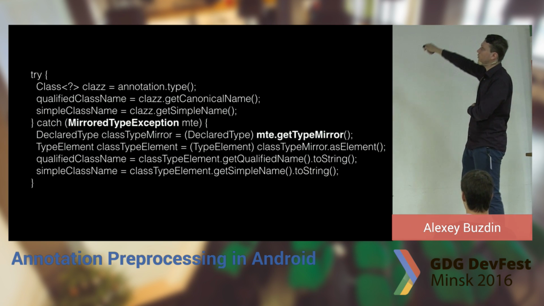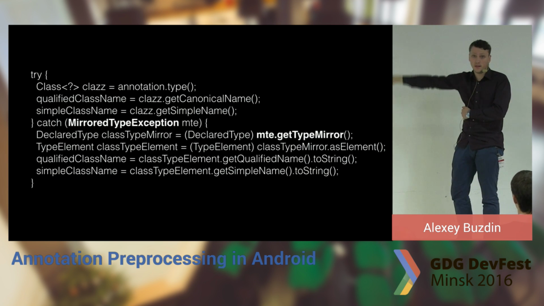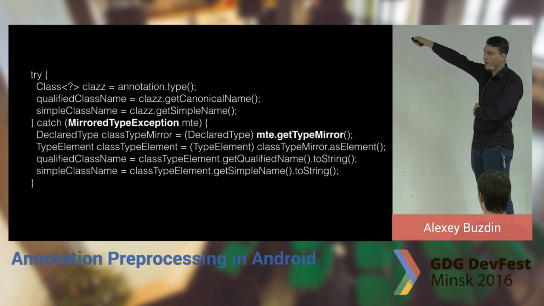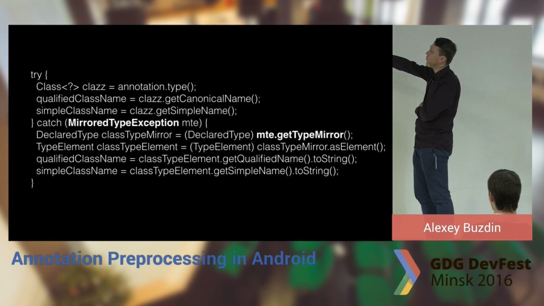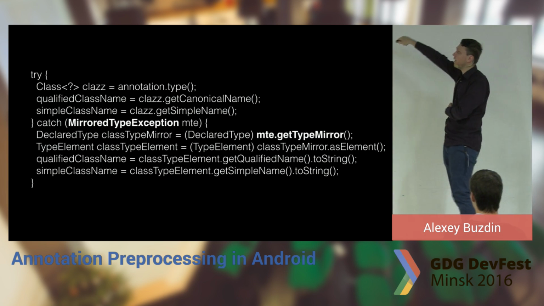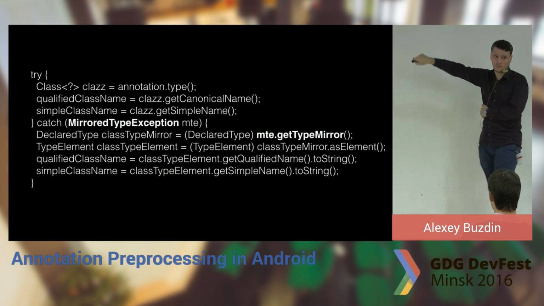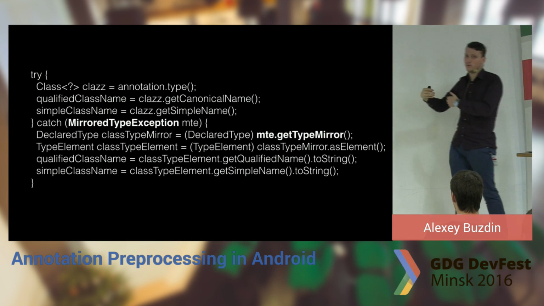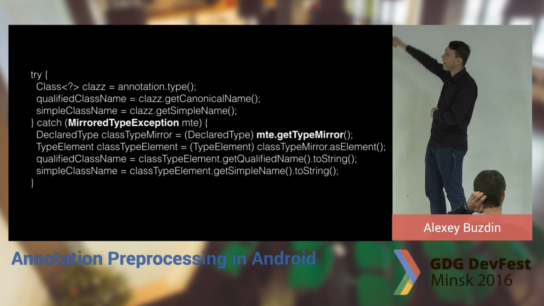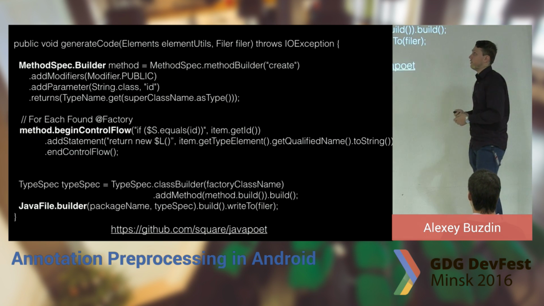So here we have a try catch that first tries to get the class files and get information about the class name from it. If it fails, it throws this kind of mirror type exception, which is specific to Java lang model. And then it tries to analyze the source code and get the same information from source code. So this is a bridge between reflection and Java lang model. So after this scary part, we get all information we need from the class files.